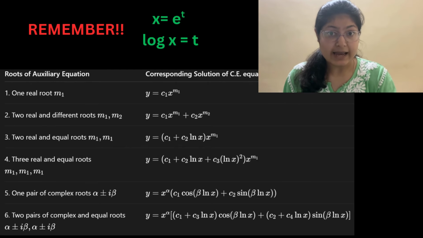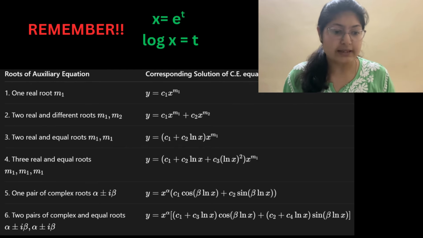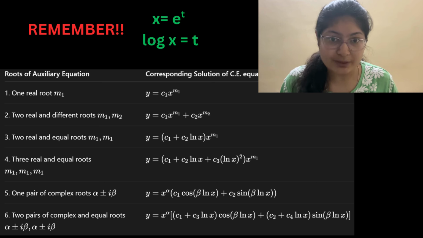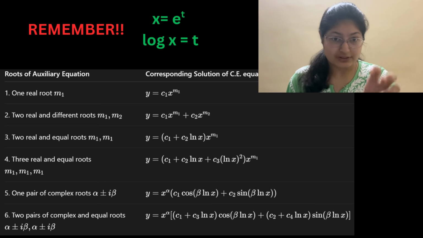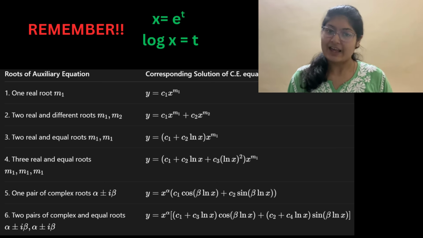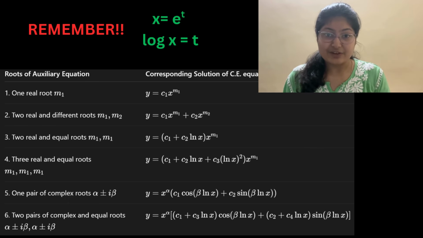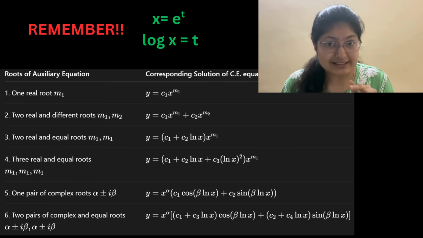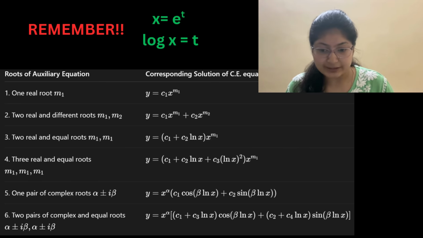First, real and distinct roots. For example, if my roots are 2, 3, what's the CF going to be like? Take a moment to answer. The general form has been displayed on the screen. You're absolutely right. The CF is C1 x to the power 2 plus C2 x to the power 3.